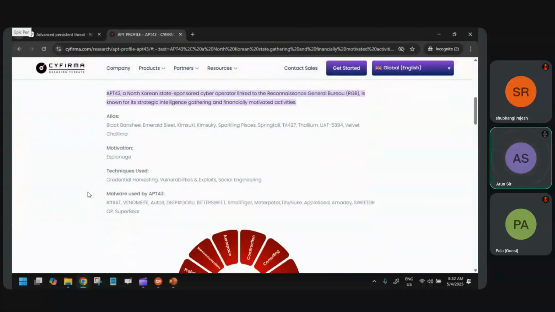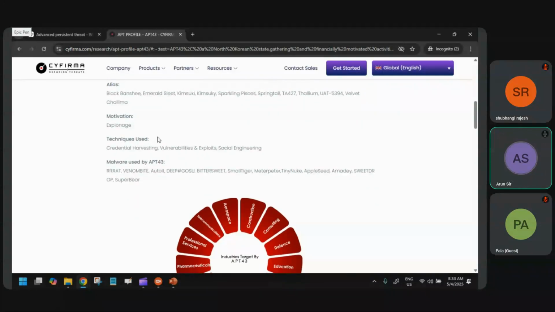So APT 43 is actually a North Korean state-sponsored cyber operations group. They have different names also that you can see. What is their motivation? What is their target objective? Which techniques are they using?